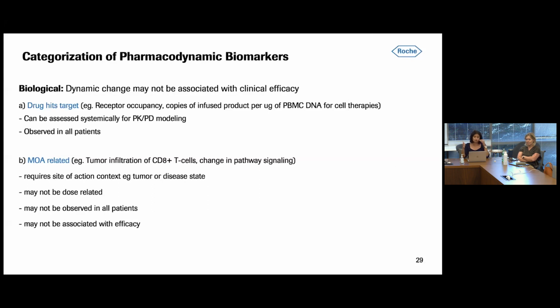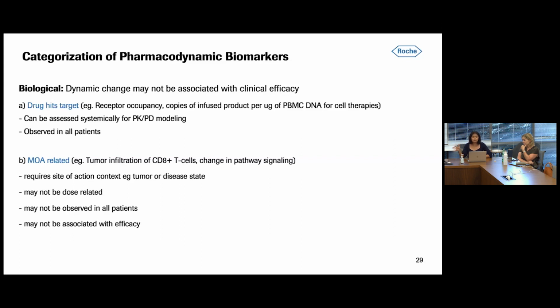The reason being, and I'm sure it's the same thing in immunology, is mouse models don't really represent human disease biology. And so when you're developing these drugs in humans, it's really important to know, am I doing anything at all? An example here is tumor infiltration of CD8 positive T cells, change in pathway signaling in the tumor.